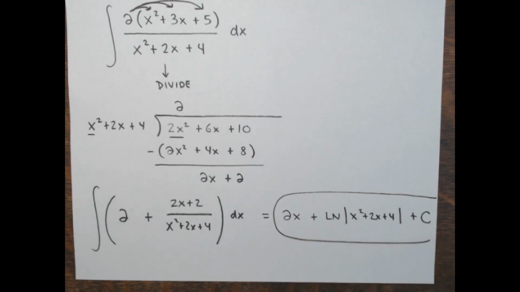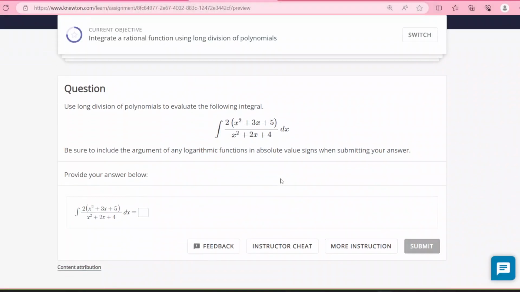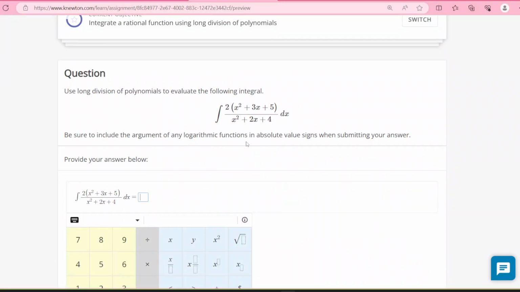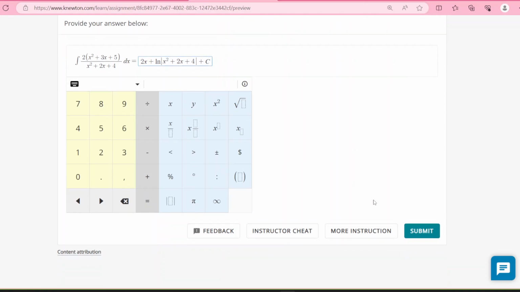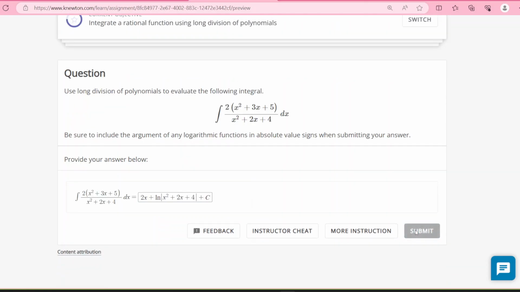And there we have it. So I'll punch that in, and hopefully I'll be done with this first objective, and then we can move on to the next. 2x plus the natural log of the absolute value of x squared plus 2x plus 4. And then, of course, plus c at the end. Don't forget that plus c for an indefinite integral.